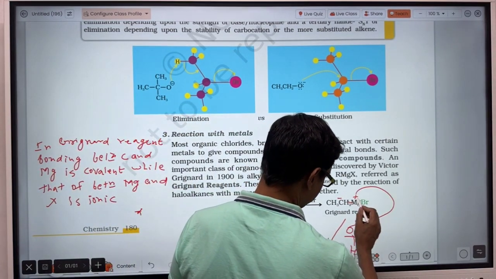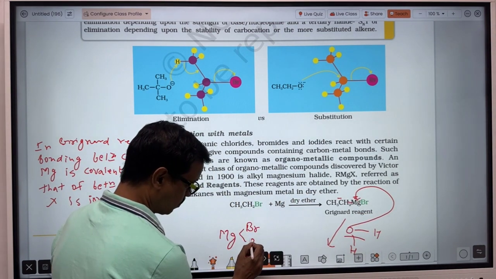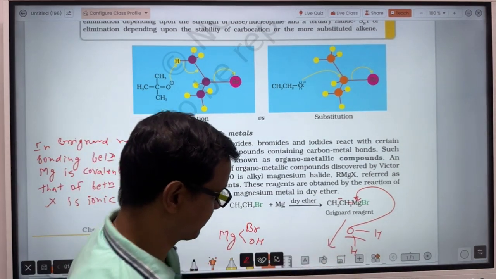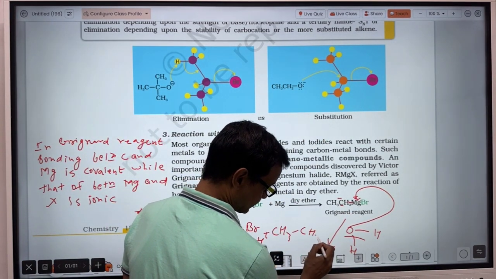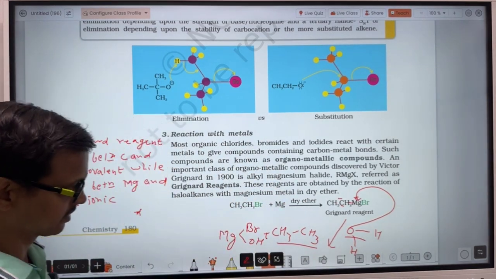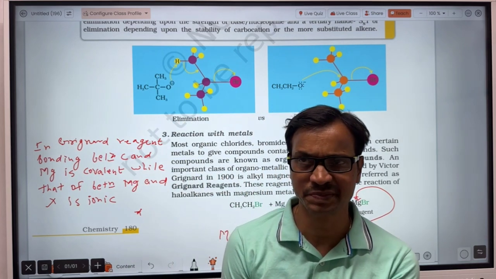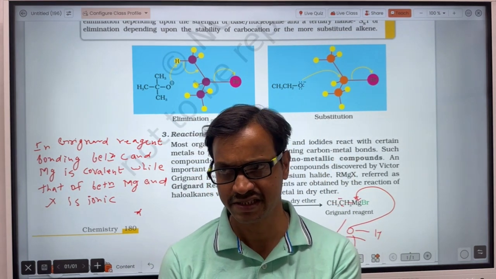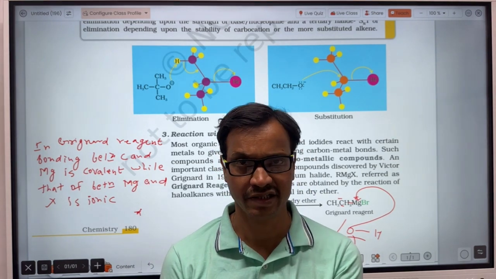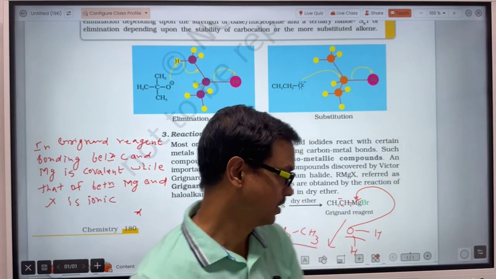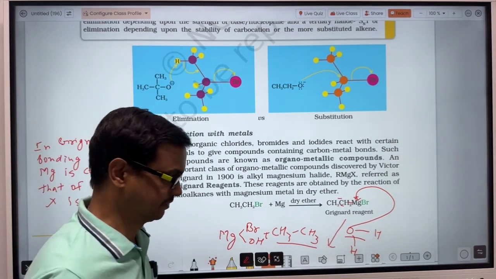So the OH minus ion will bond to this magnesium. The structure will be: here there is already bromine bonded, and OH will be bonded, and the hydrogen left will bond to this carbon atom. So there will be formation of, in this case, ethane, and in other cases, any other alkane. So during the preparation of Grignard reagent, there should not be traces of water, because the Grignard reagent formed during the reaction will react with water and form alkane as a major product.